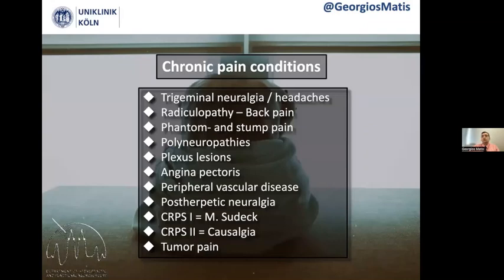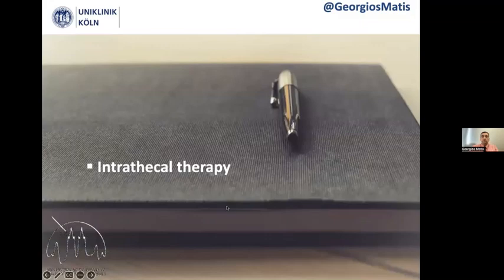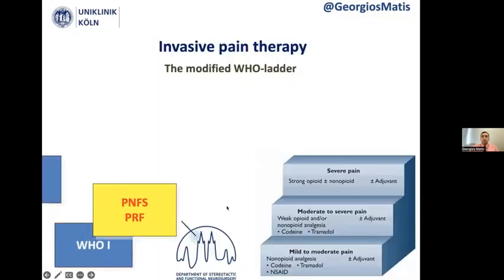We see patients with chronic pain conditions who are coming to us. Patients with trigeminal neuralgia or neuropathy and different types of headaches, for example, cluster headaches, patients with back pain, neck pain, arm pain, leg pain, patients after amputations with phantom pain or stump pain, patients with polyneuropathies, diabetic patients, patients with plexus lesions, with angina pectoris, peripheral vascular disease, postherpetic neuralgia, complex regional pain syndrome with or without causalgia, and of course, tumor pain. What about the intrathecal therapy?